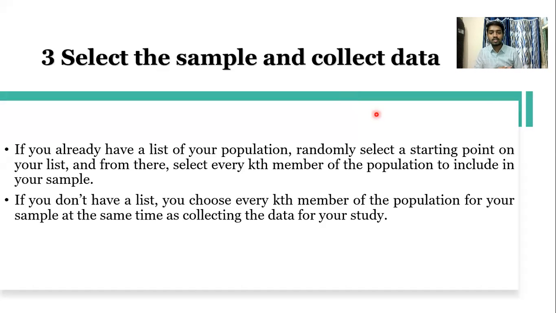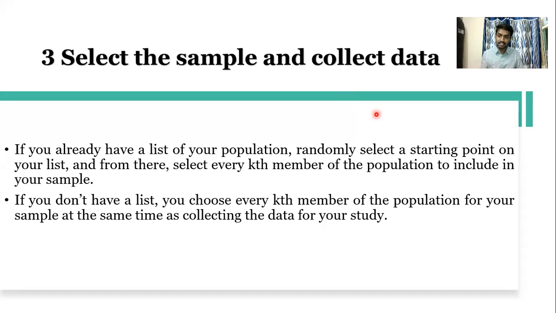So I have chosen every 20th individual as my sample, and I have to start collecting the data. So what is the procedure here? Every kth member of the population is included in your sample. So out of my 366 people, I'm going to include every 20th member, whoever is going to be in my study.